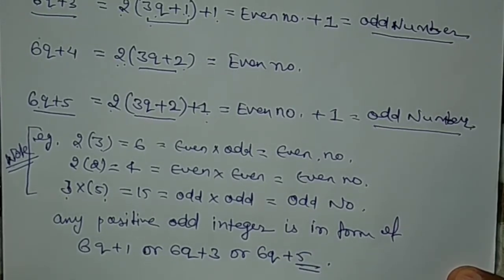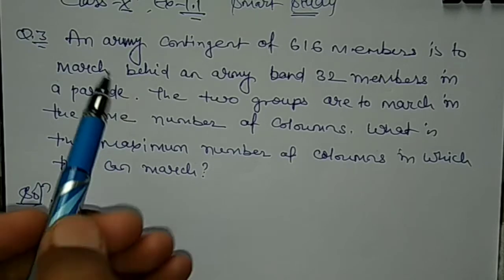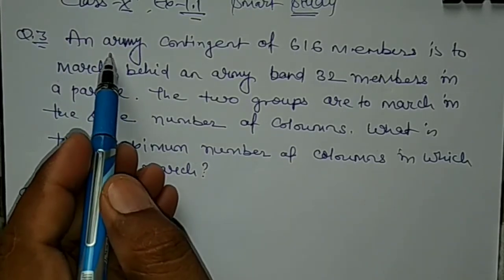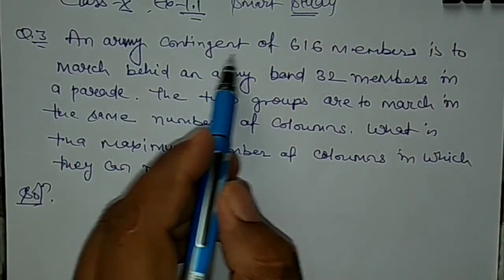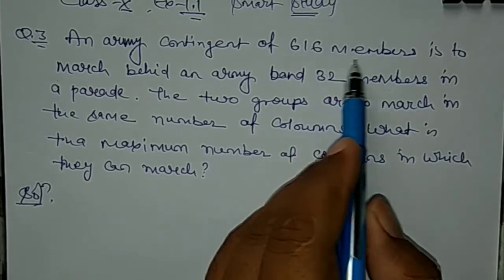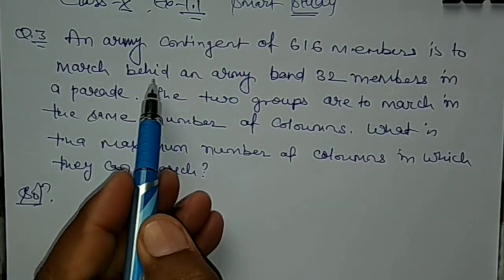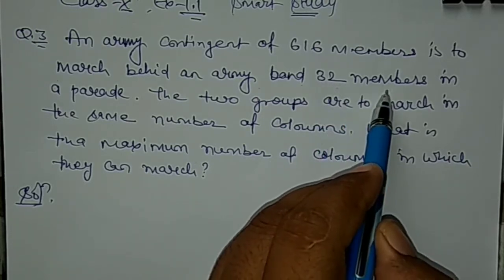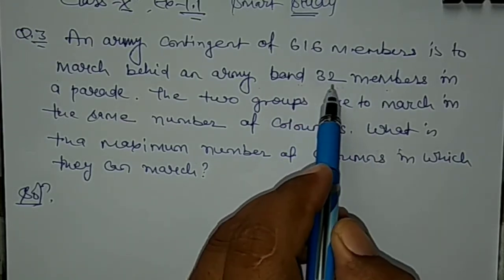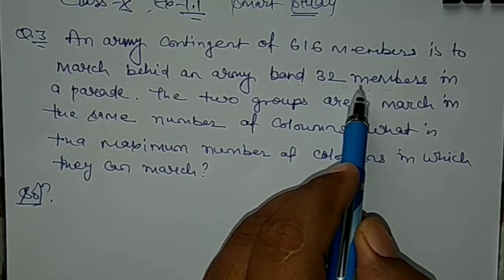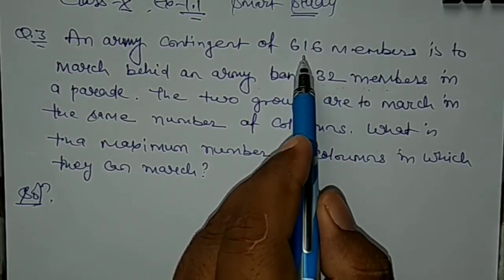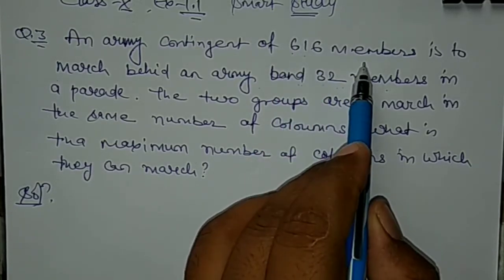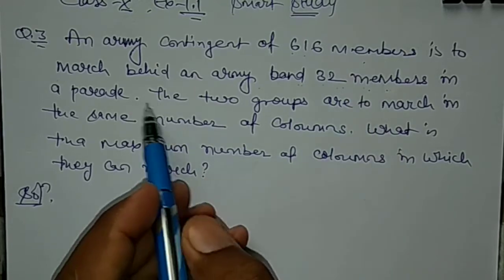Okay, now come to question number 3, that is an army contingent of 616 members is to march behind an army band of 32 members. Okay, means एक आर्मी बैंड के पीछे 22 मेंबर्स है आर्मी बैंड में, उसके पीछे आर्मी कंटिजेंट चल रही है, उसमें वो 616 मेंबर्स है। Okay, in the parade and there are two groups.